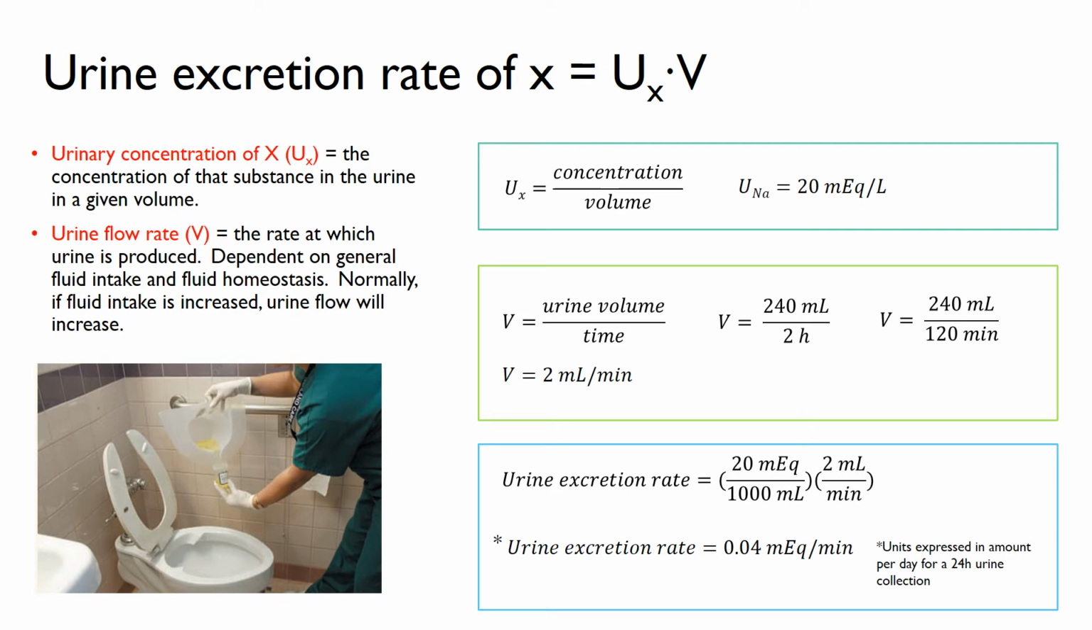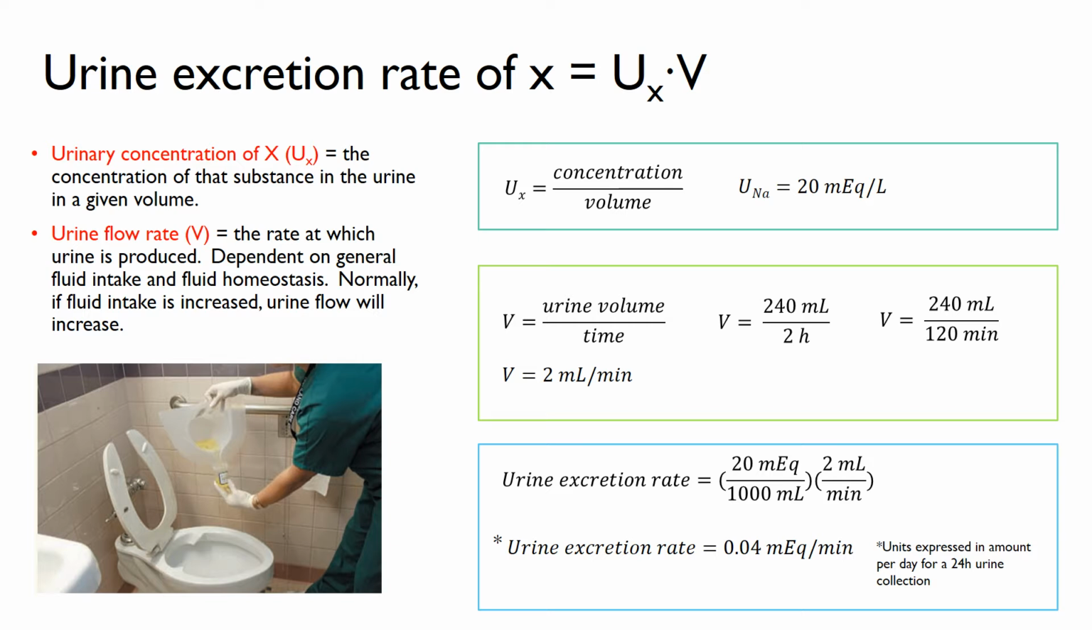The next equation we need to keep in mind is something called the urine excretion rate. I'm going to use X as this unknown substance that we're going to solve for. So the urine excretion rate of X equals two things: the variable U sub X and the variable V. Now, U sub X is shown here, urinary concentration of X. That's what U sub X means.